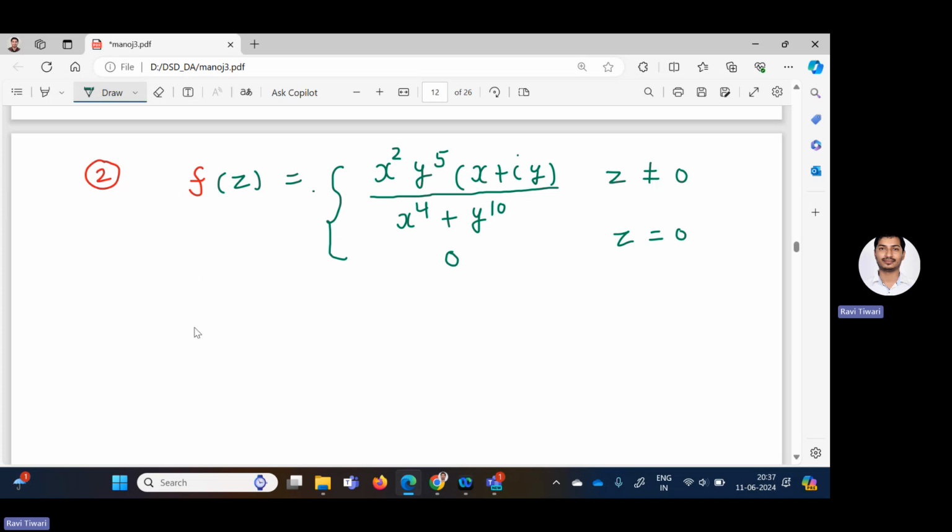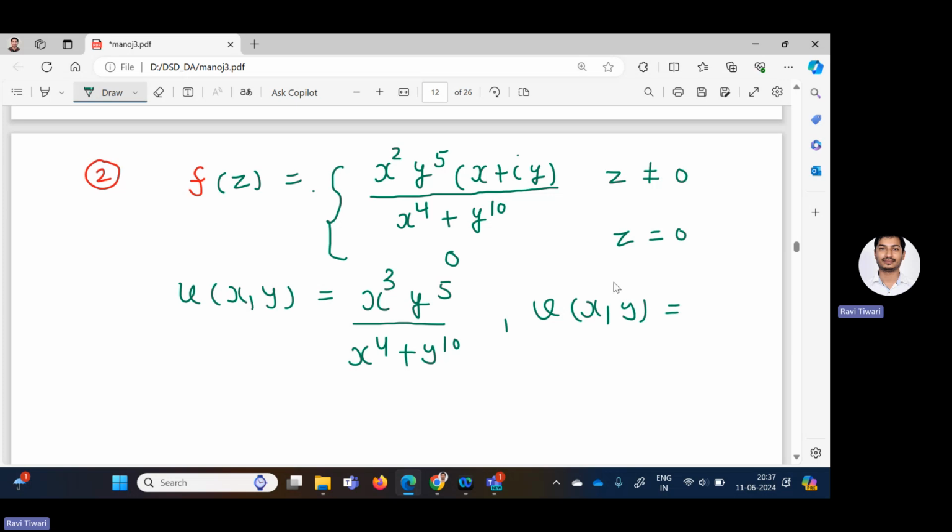If I ask what is the real part of this function, the real part u of x y is what? If you multiply by x, you will get x cube into y power 5 divided by x power 4 plus y power 10. And the imaginary part v of x y: you can multiply x square into x cube, so in the second component you will get x square into y power 6 divided by x power 4 plus y power 10.